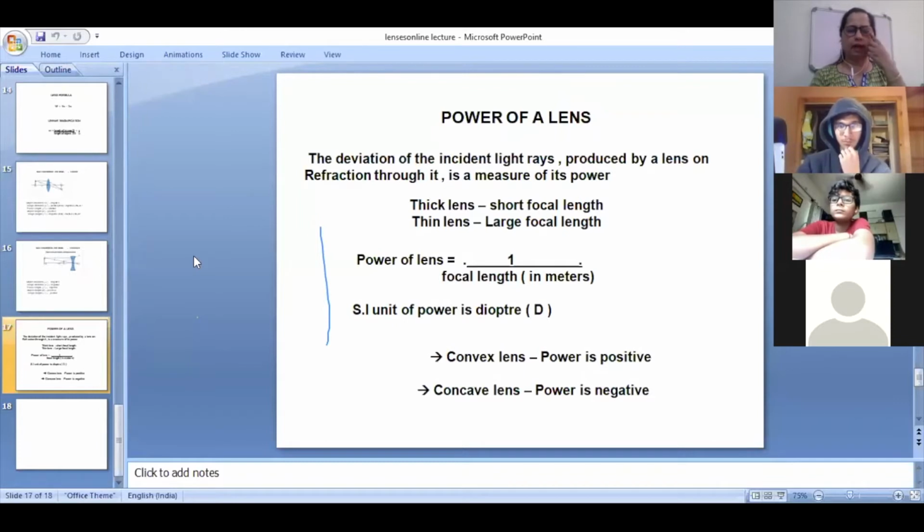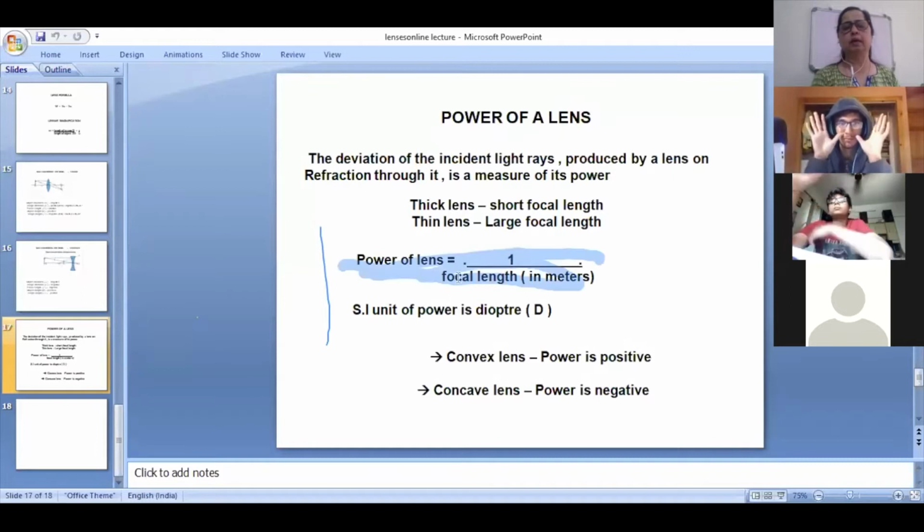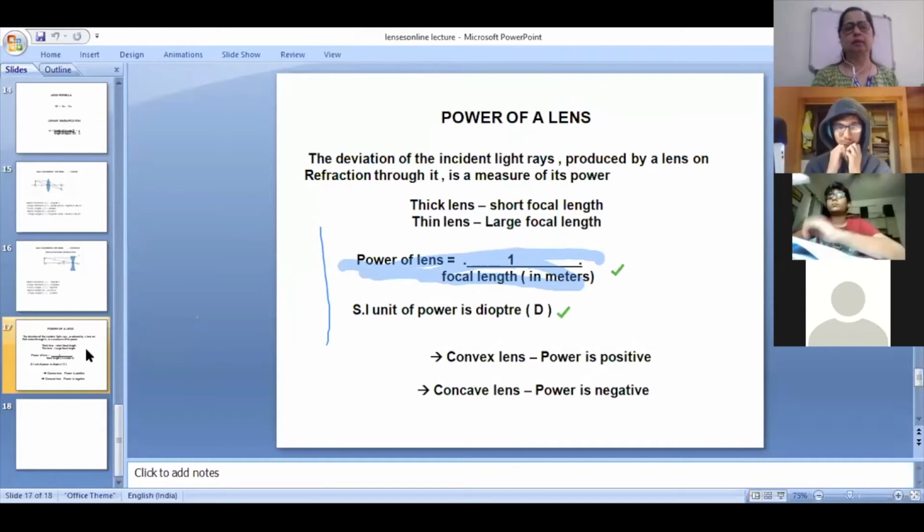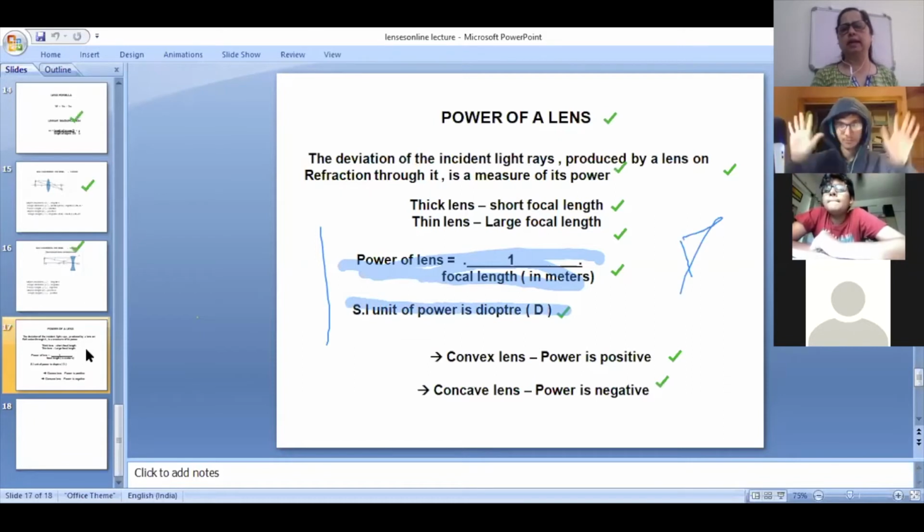Now power of the lens. What is the formula? 1 upon focal length. But the focal length has to be in meters. Please remember the focal length has to be in meters. So power of the lens is 1 upon focal length, but the focal length has to be in meters. Right. Now what is the SI unit of power? It is diopter, D. Capital D is the SI unit of power. Who is doing that on the screen? Please do not do it.